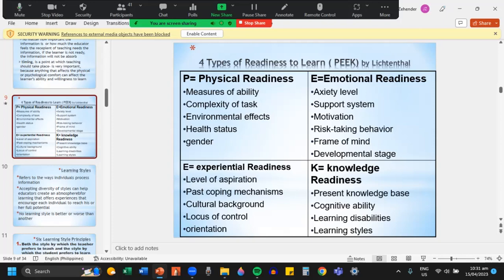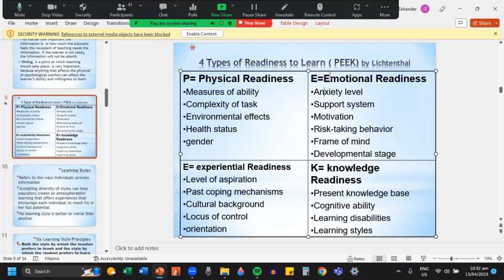So next, E is for your emotional readiness. Under emotional readiness, we have these self-explanatory aspects like anxiety level. We also have your support system, motivation, risk-taking behavior, the patient's or the learner's state of mind at that time, and the developmental stage.